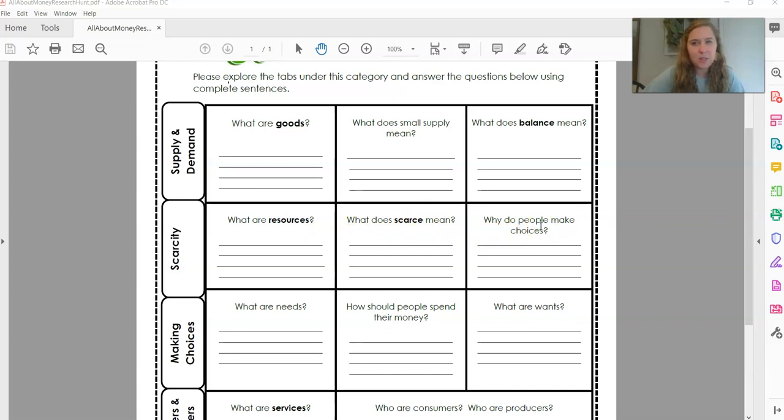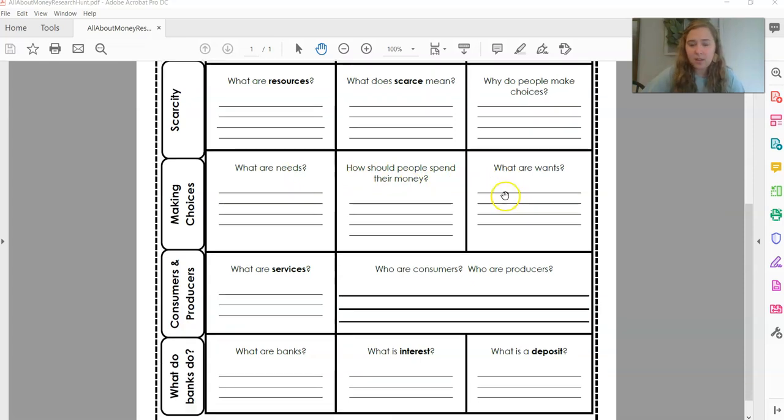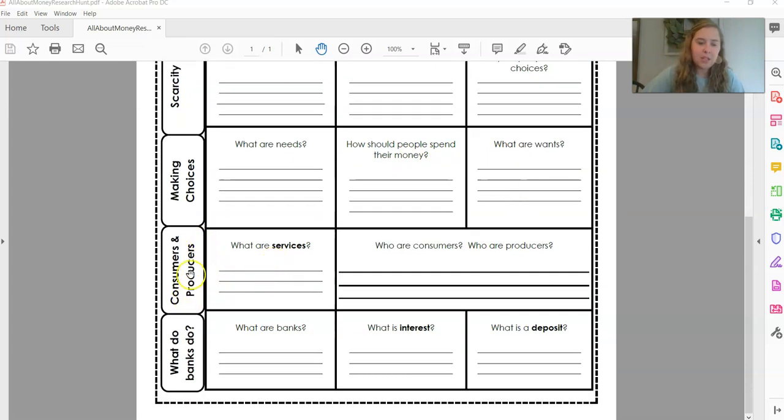Okay, and then again, this relates to economics. All right, making choices. What are needs? How should people spend their money? And what are wants? Okay, this one's about consumers and producers. What are services? And then this one says, what are consumers and who are producers? Okay, this one has two questions to it. All right, what do banks do? What are banks? What is an interest? And what is a deposit?